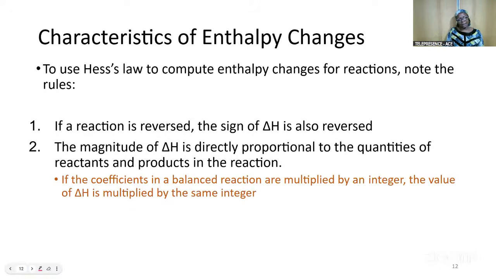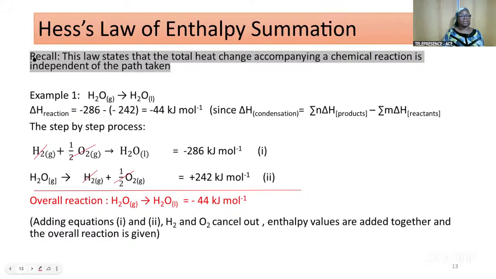I also explained this earlier on when I was giving you an example where we use chromates, and I told you if you have to reduce the stoichiometry by a factor, say 2, then you have to reduce all the stoichiometry and then the delta H value as well. So that is talking about the magnitude of delta H being proportional to the quantities of the reactants and products in the reaction. So if you have the coefficients in the balanced reaction multiplied by an integer, then the value of delta H will be multiplied by the same integer. And if you divide it, then you will have to divide it by that integer.